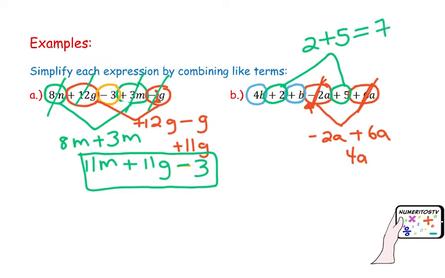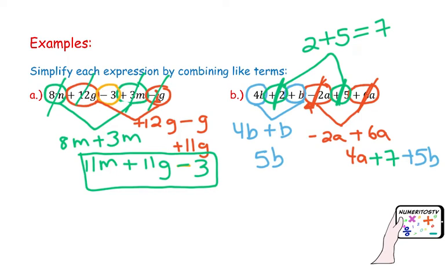So 4a plus 7. I'm done with the green ones. And then I can do the blue ones. 4b plus 1b. Remember that if you don't have a coefficient in front of the variable, that will be a 1. So this will be 5b positive, so plus 5b.